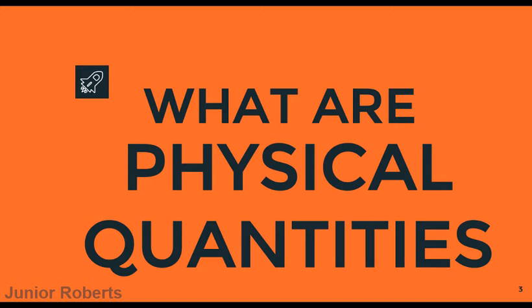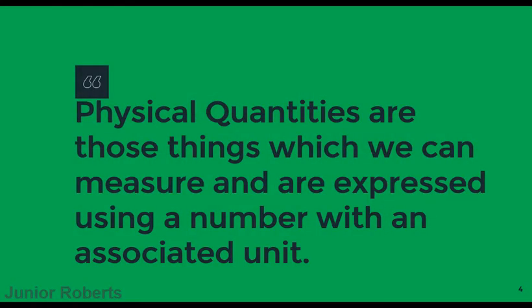The first thing we're going to ask ourselves is, what are physical quantities? When we think of the term physical quantity in physics, we're looking at those things which we can measure, and once we are able to measure those things, we are able to express them using a number with an associated unit. So physical quantities are things which we can measure and are expressed using a number with an associated unit.